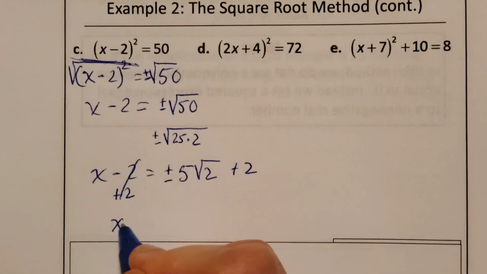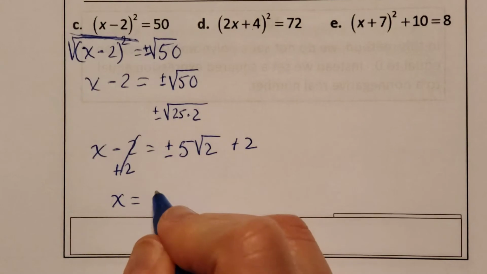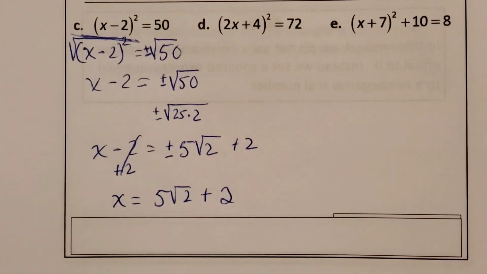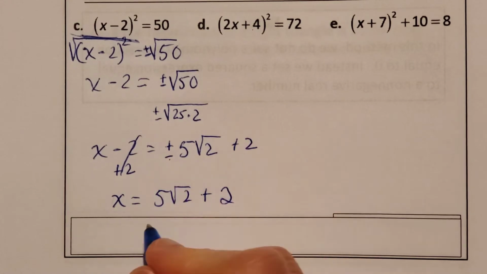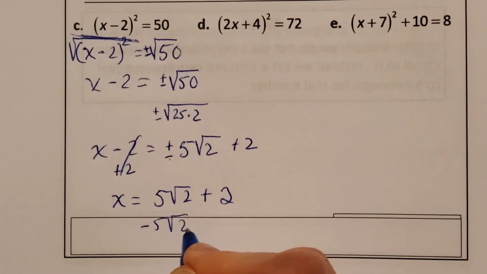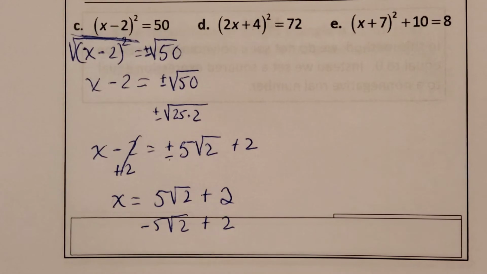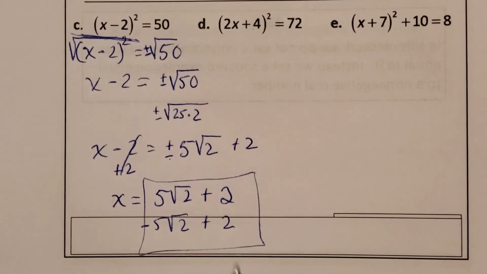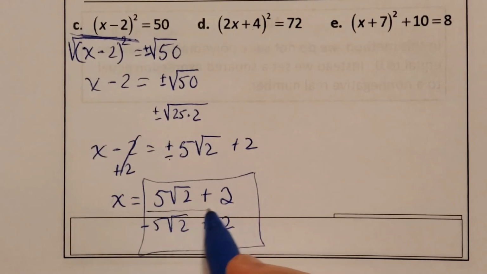So my first answer is positive 5 square roots of 2 plus 2. My second answer is negative 5 square roots of 2 plus 2. Those are my two answers. And you have to type those into Hawk's two separate answers exactly like it's written there.